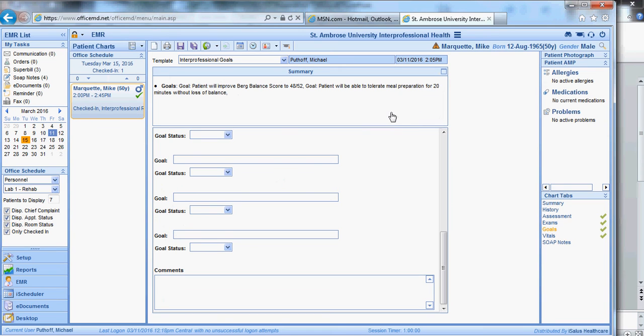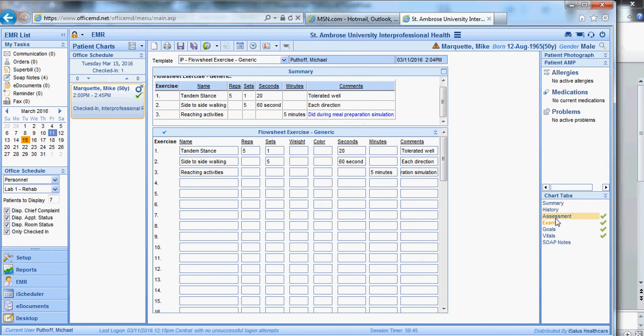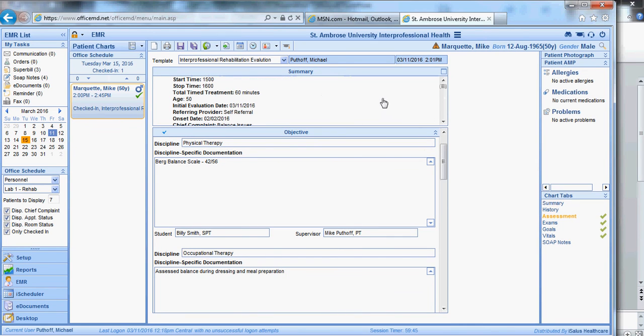If you notice, when you go through these different tabs, the summary changes. So if I go to exam, this is just the summary for that tab, or if I go to assessment, it's just the summary for that tab. And you see these green check marks there, that tells you that the note's been saved. But again, it never hurts to hit save.